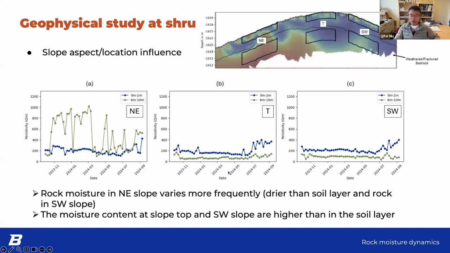And that means the rock moisture on the slope top and also on the southwest slope is always higher than the soil moisture. So that means compared to soil, rock will store more water than soil at those locations, the slope top and the southwest slope.